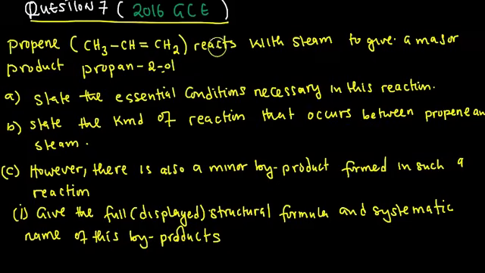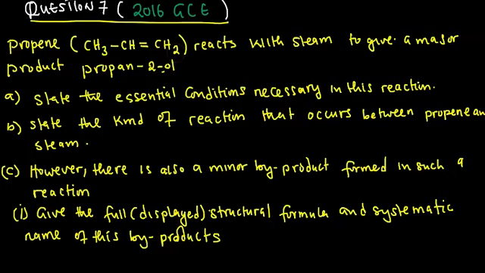Up to question 7, let us look at question 7. Like I said, these questions are not arranged necessarily in the years they were examined, but in order of the topic, so we are advancing. Propene reacts with steam to give a major product, propan-2-ol. State the essential condition necessary for this reaction.